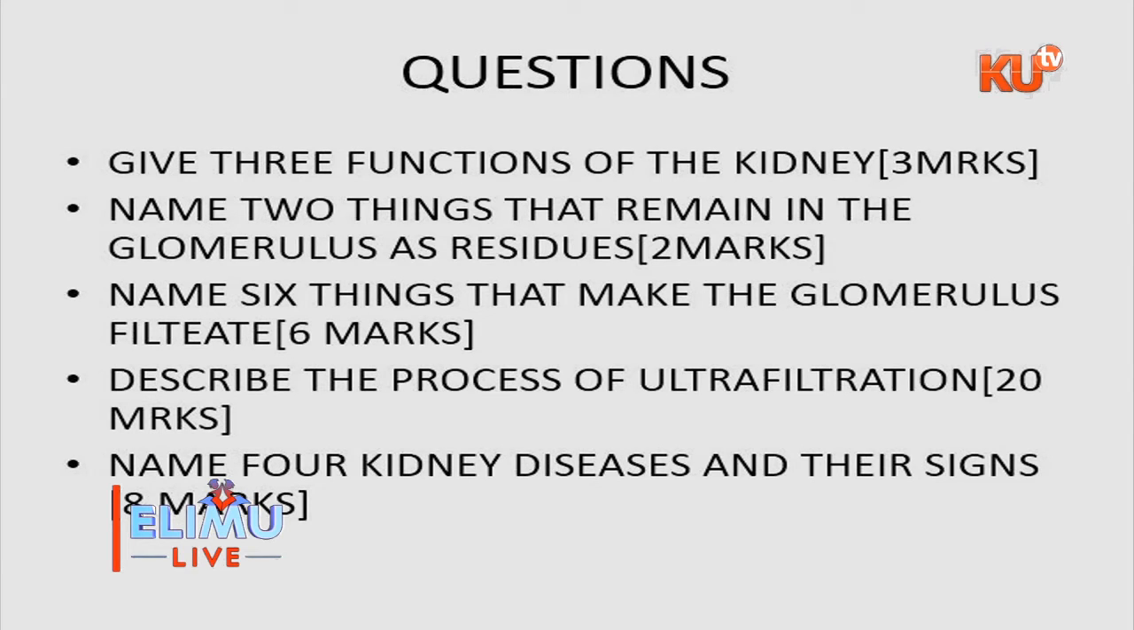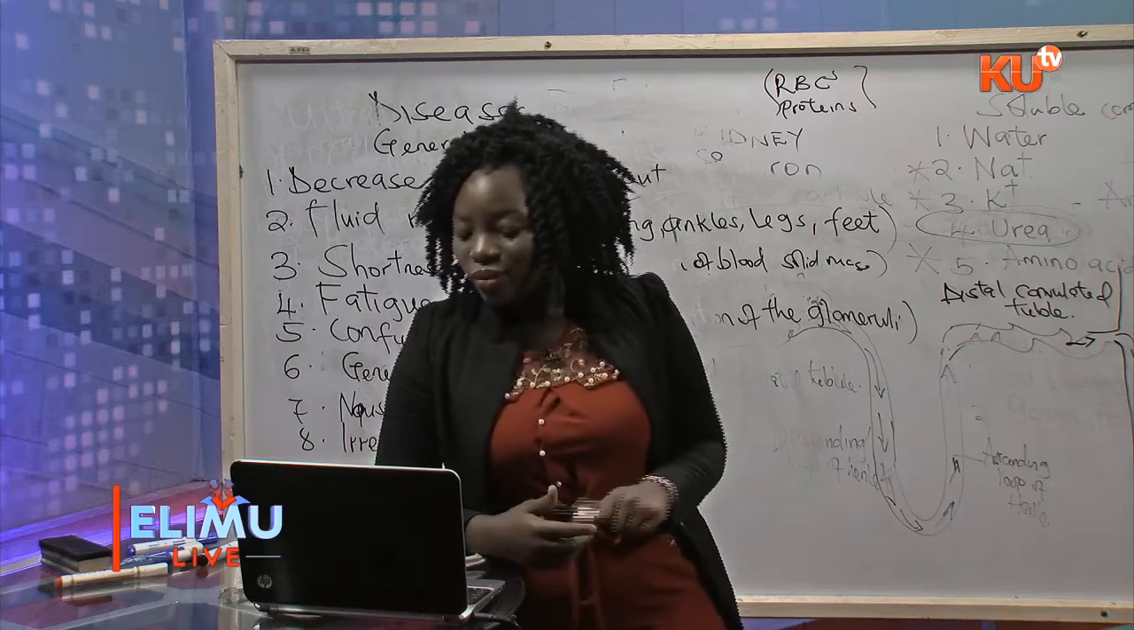Number 2 is name 2 molecules that remain in the glomerulus as residue. And remember, we said that they do not remain in the glomerulus. They are taken out through the efferent arteriole. Another one is name 6 molecules that make the glomerular filtrate. We just named them there. I know you noted them down.